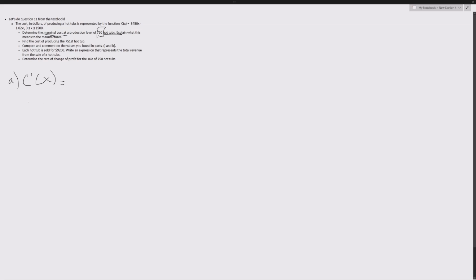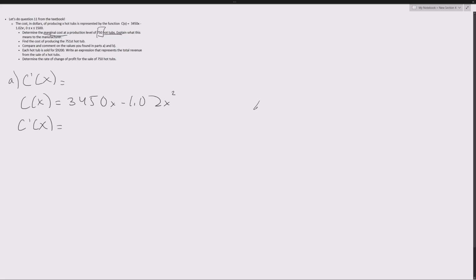Well, C of x is equal to 3,450x minus 1.02x squared. We have 2 parts here, separated by subtraction, which is pretty easy to do. So let's do that. So over here, C prime of x. Look at our first term.